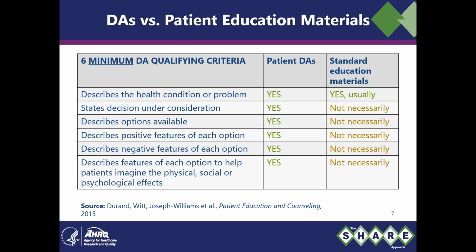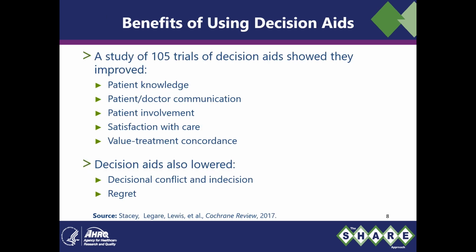By contrast, standard materials that are meant to educate patients typically seek to describe the health condition or problem. They may do some of the additional things listed here, but not necessarily. They usually do not focus on a particular decision or explicitly state that there's a decision to be made. Also, because patient education materials usually don't focus on a decision, they consequently don't usually describe features of options in the detailed way that decision aids do. Altogether, this makes patient decision aids quite different from standard patient education materials.